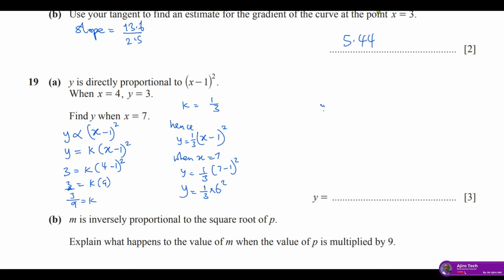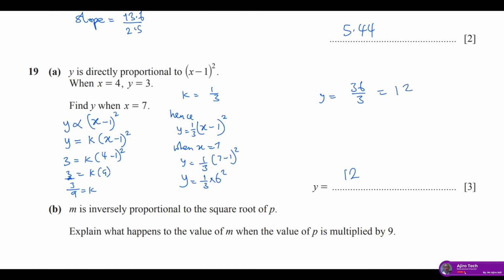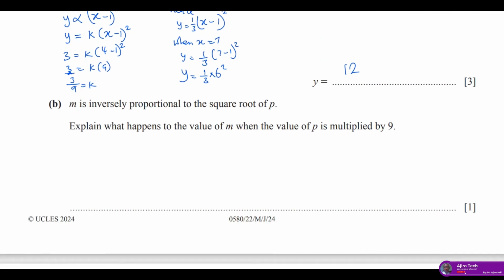So y equals 36 over 3, which is 12. Y becomes 12. M is inversely proportional to the square root of p. Now, m varies as 1 over root p. Explain what happens to the value of m when the value of p is multiplied by 9.